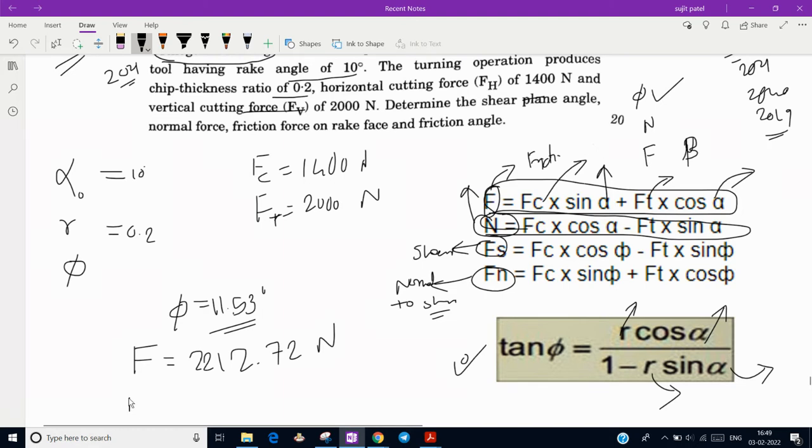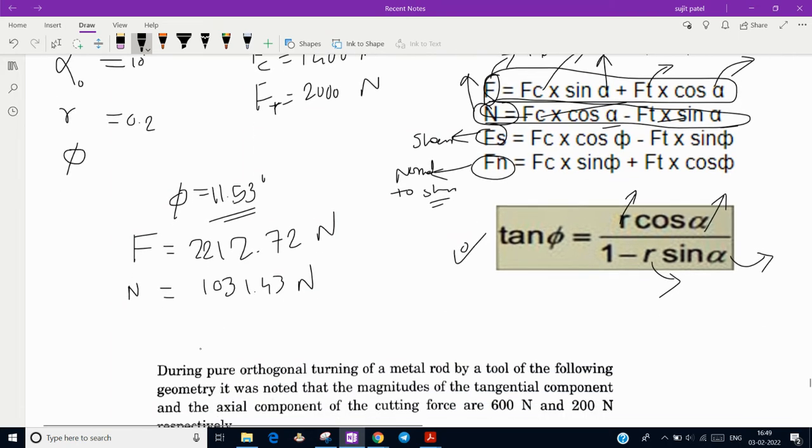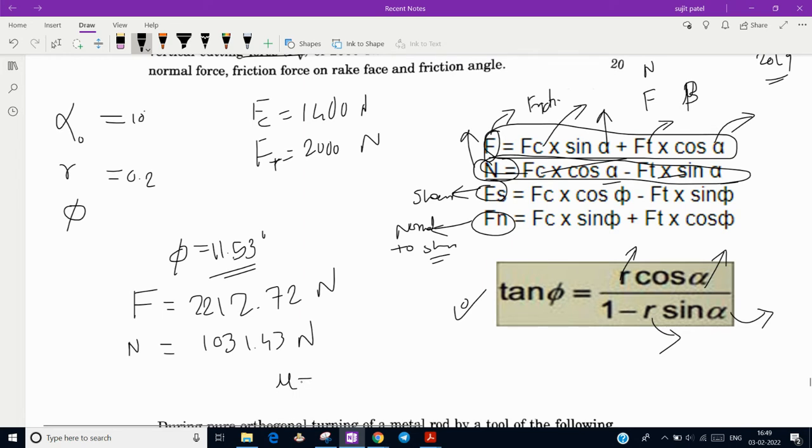So for the normal force, if you put the Fc cos alpha minus Ft sin alpha values, you will get 1031.43 Newton. Now we know the coefficient of friction mu is equal to F by N. So put that, you will get 2.14, and this value is also equated with tan beta. Take the tan inverse, and you will get the beta value, which is 65 degree.